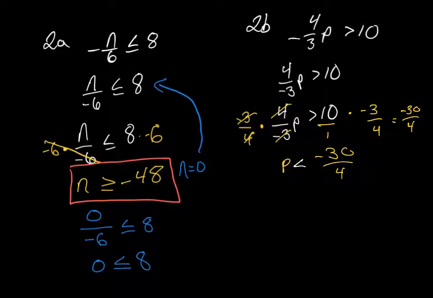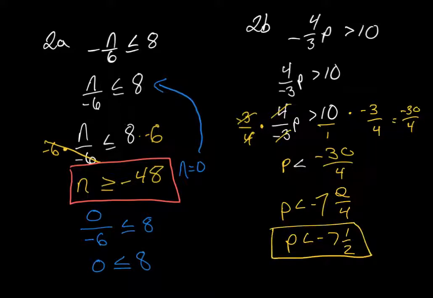30 cannot be divided evenly by 4, so I would just turn this into a mixed number. How many times does 4 go into 30? 7 times, and that's negative, because the negative on the 30 needs to be brought down here. So 4 goes into 30 7 times with 2 out of 4 left over. Then you can simplify that 2 over 4 to be 1/2. And that right there should be your answer.